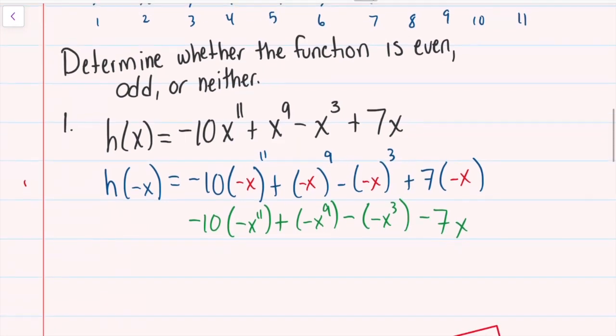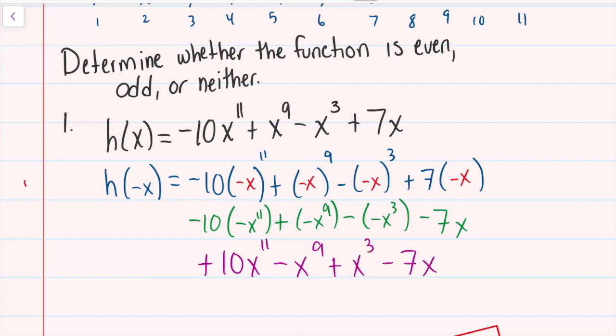Okay, guys, keep it going. So now let's multiply these two. Negative 10 times negative x to the 11th, that will be a positive 10x to the 11th. This will make it a minus x to the 9th. These two would make it a positive x cubed minus 7x.